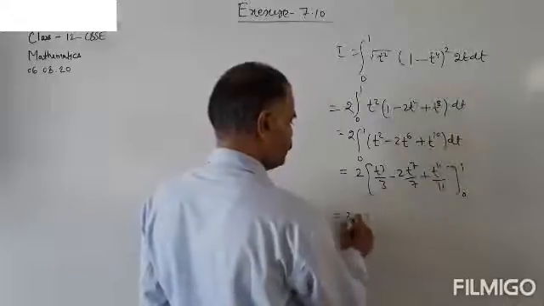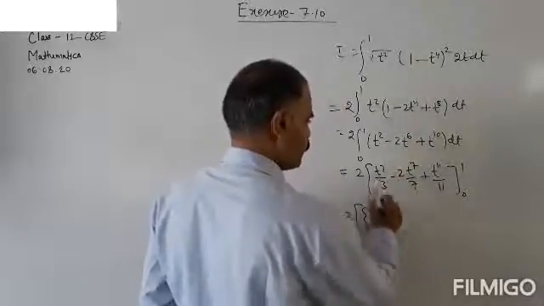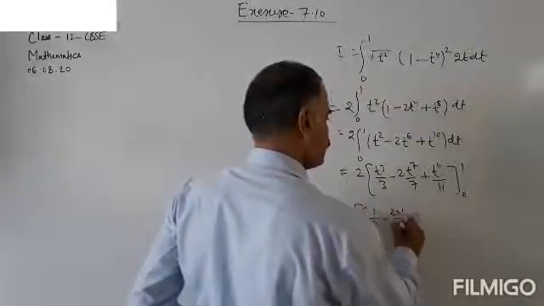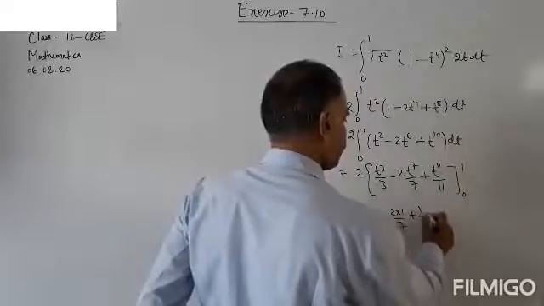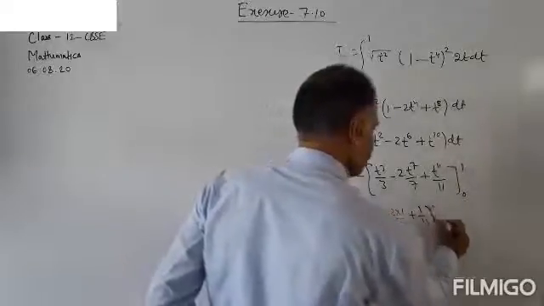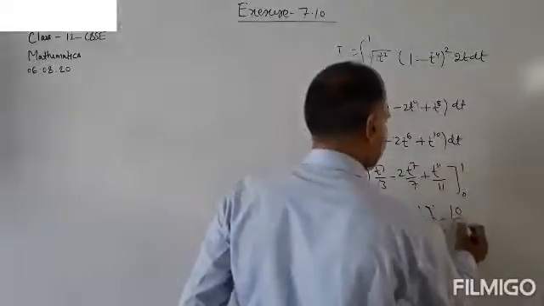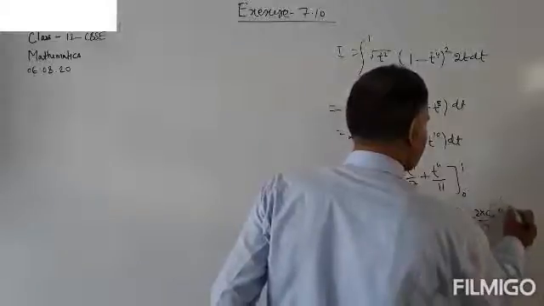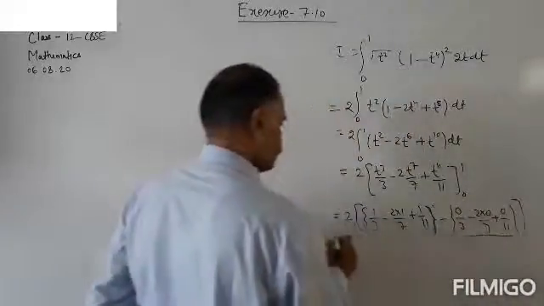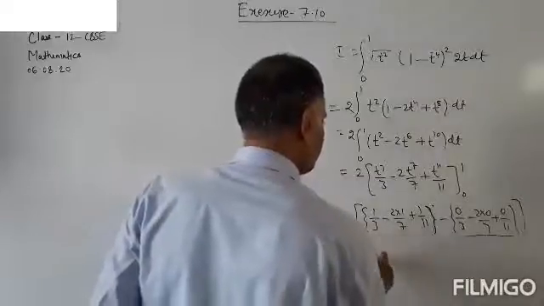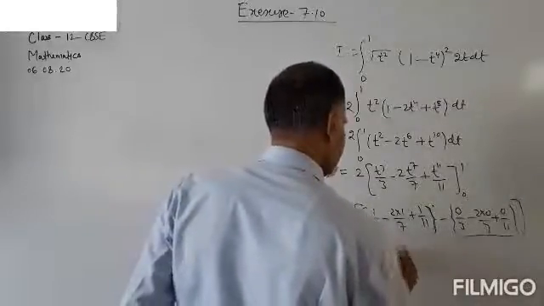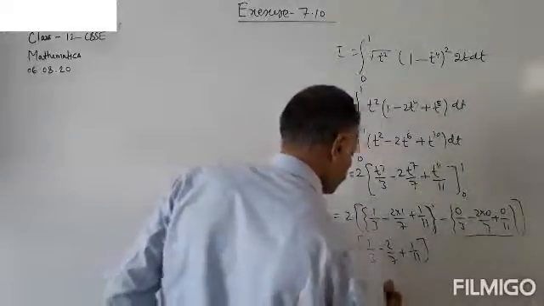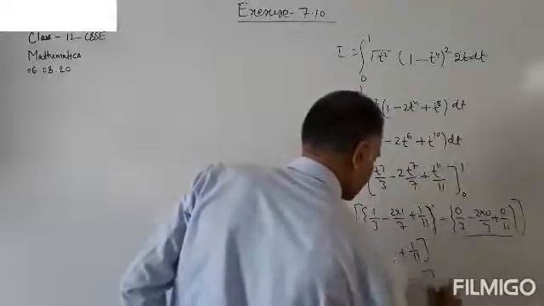So the upper limit of this function gives 1 by 3 minus 2 into 1 by 7 plus 1 by 11, minus the lower limit terms 0 by 3 minus 2 into 0 by 7 plus 0 by 11. So the second term is totally 0. The final answer is 2 into 1 by 3 minus 2 by 7 plus 1 by 11. For this, 231 is the LCM.